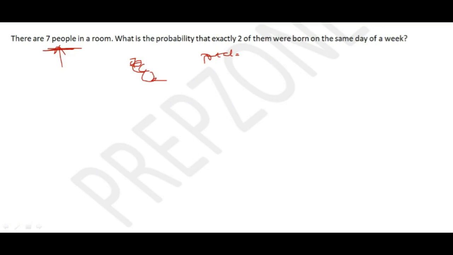So 7 factorial in the denominator. Let's just go to our basics and see. You have 7 people. Say person number 1. What is the total number of options for the first person? 7, sir. Now for the second person, 6. Why 6? Because we're making sure two people don't have the same day.